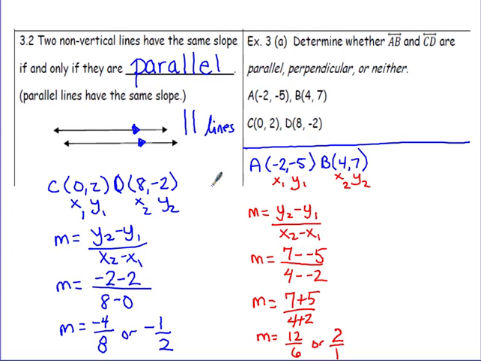Okay, so now let's look at our slopes. We've got -1/2 and we've got 2 over 1. If they're parallel, they're going to be exactly the same. Are those slopes exactly the same? Not quite.